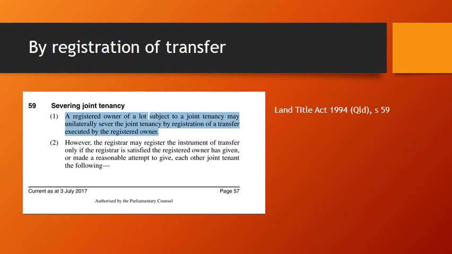In Queensland these days, a person can also sever a joint tenancy by registering a transfer. So this isn't available in all states, but it is in Queensland. So they can simply complete a transfer form and their interest will be severed and turned into a tenancy in common. However, the registrar, that is the person looking after the registry, needs to be satisfied that reasonable attempts have been made to tell the other co-owners that this is what they're doing.